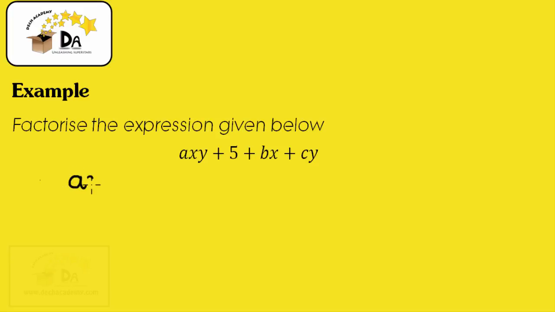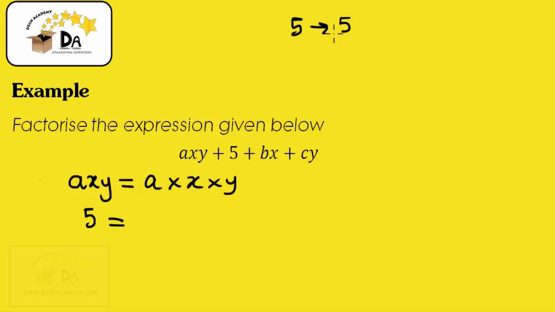So axy, the first term, is the same thing as a times x times y. It's a product of variables. 5 as a product of its prime factors and variables. There's no variable here. So 5 is a product of its prime factors. Well, the factors of 5 are just 5. So 5 is a factor of itself, and 5 is a prime number. So expressing 5 as a product of its prime factors is just a simple case of writing 5. We don't need to multiply 5 by anything, because 5 is 5.